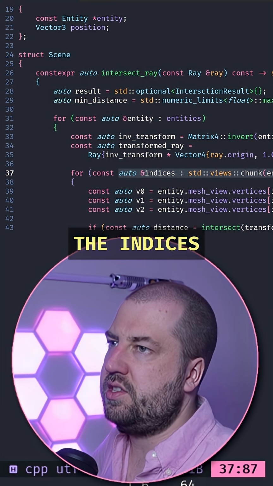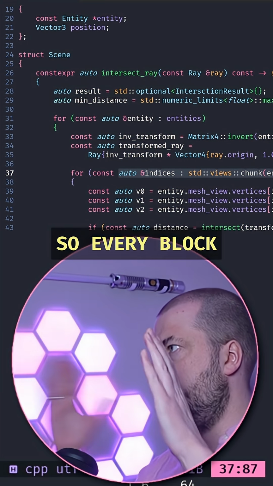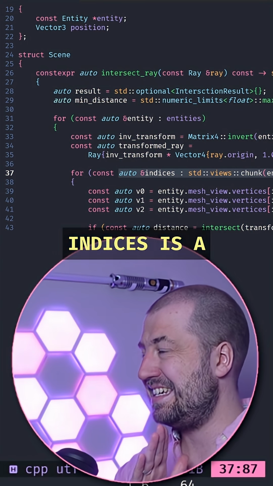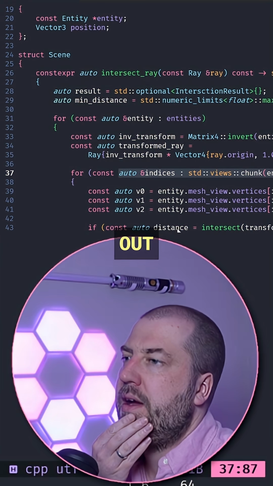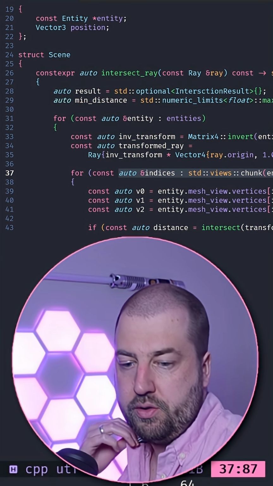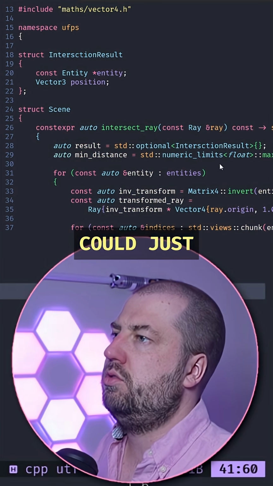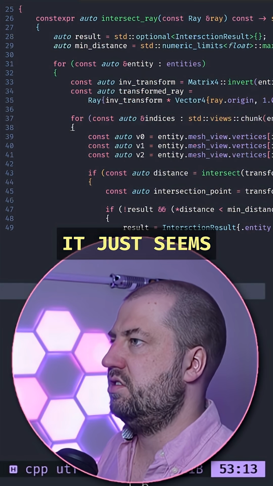It chunks up the indices into blocks of 3, because remember we have index rendering, so every block of 3 indices is a triangle. So this just slides a window effectively across all those. It pulls them out, it intersects them, and then it does some bookkeeping to see which is the closest point. I mean, you could just easily pull this out of the scene and have it take the entities. It just seemed to make sense.